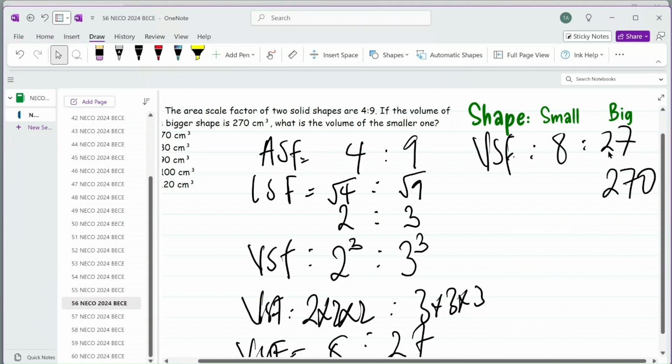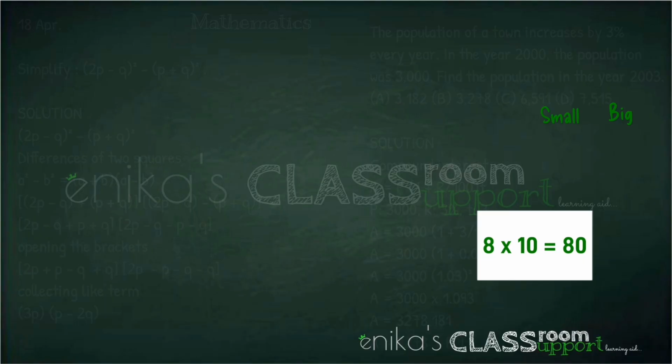At this point, you've noticed that on this side, 27 increased to 270. It's a very straight question. It's just multiplying 10 by 27 to give you 270. So that same 10, you multiply it by 8, it gives you 80. So 10 times 8, or 8 times 10 is 80.